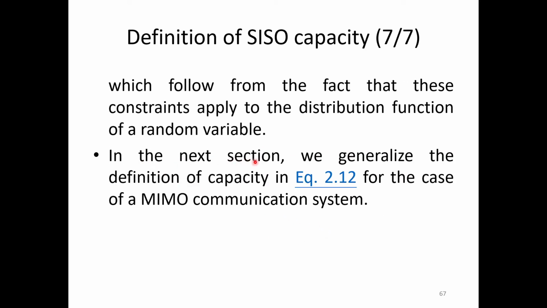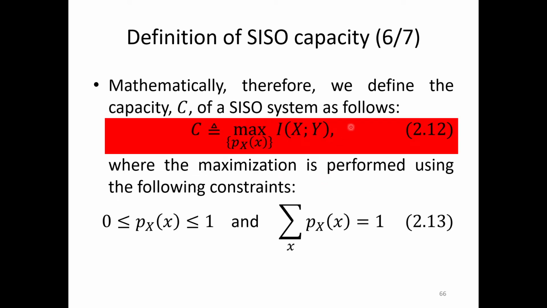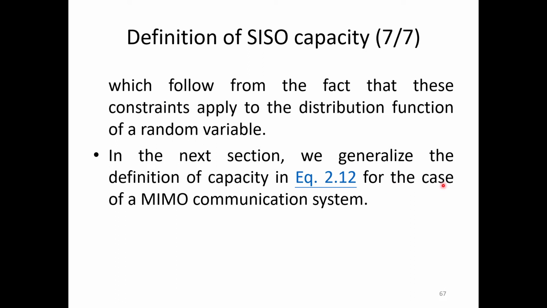In the next section, we generalize the definition of capacity in equation 2.12, that is this equation, for the case of a MIMO communication system.